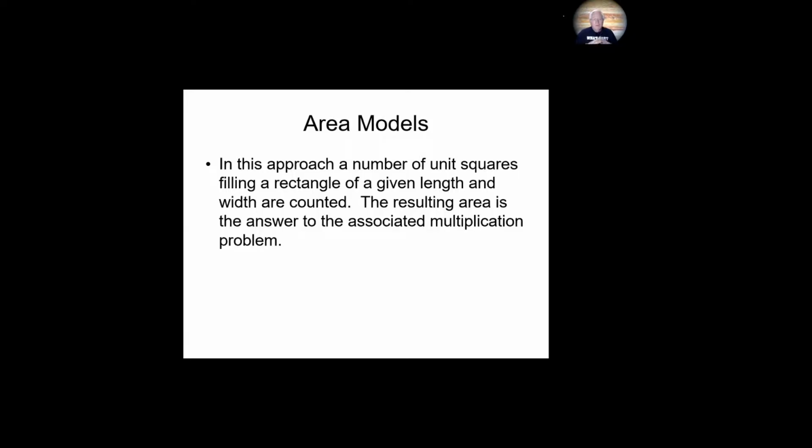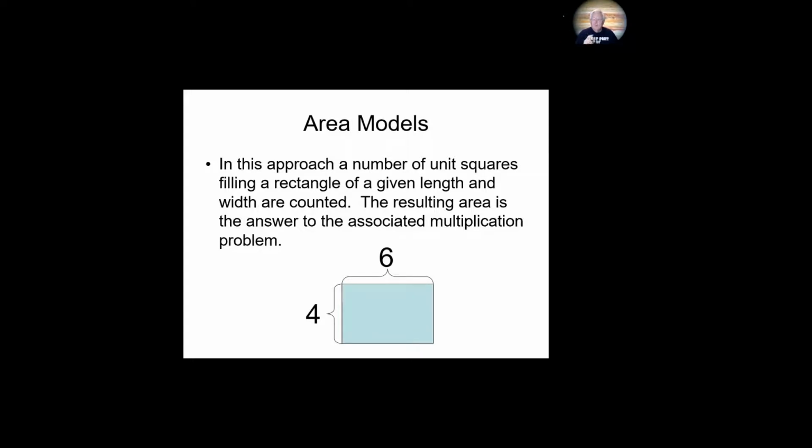Now, when we talk about the area model for multiplication, in this approach, you have a number of unit squares filling a rectangle of a given length and width, and then you count up the number of squares. And it turns out that the area is the associated multiplication problem. So let's say that we have a rectangle that is labeled here, and so we know that from here to here is 4 units, and from here to here is 6 units. At the abstract level, we would know then that 4 times 6 is 24.